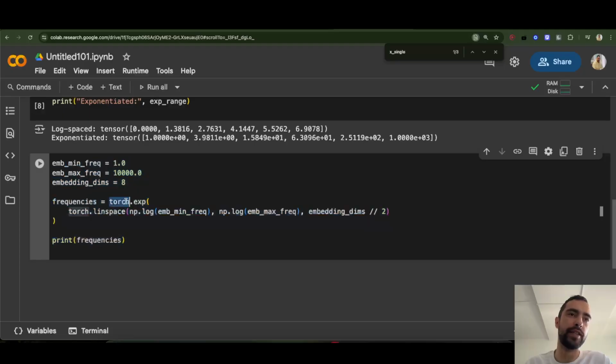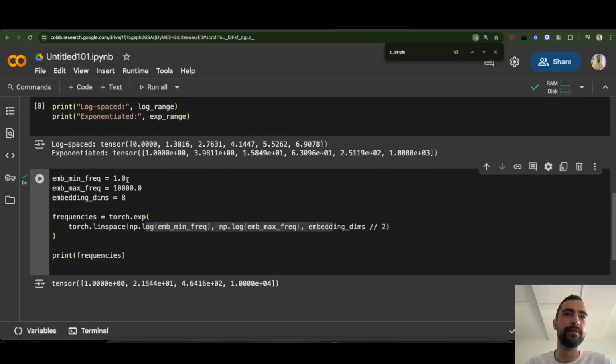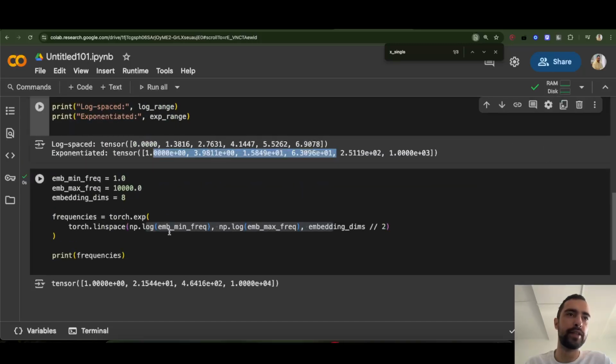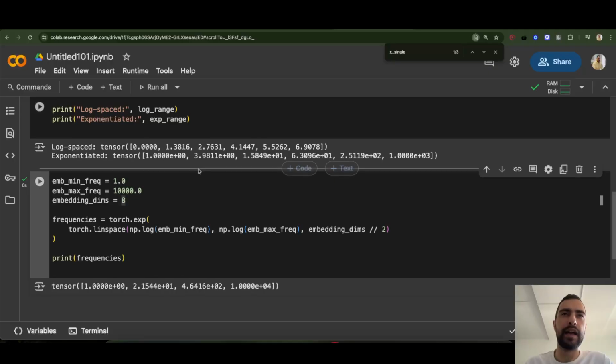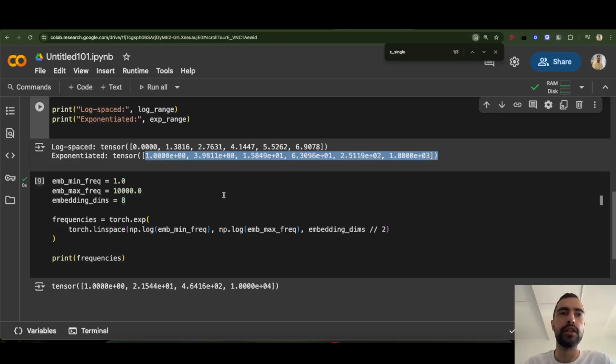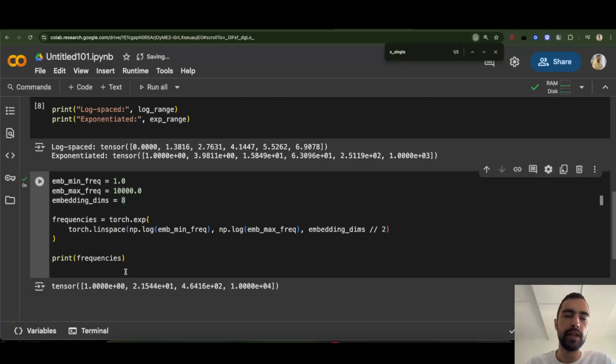Just look at this full line. So we just have frequencies, torch exp, torch linspace. We have the same thing that I just explained, and if I do this, we get the same numbers. Now we have only 4 numbers here. So now linspace is going to create 4 equally distanced exponents as opposed to 8. So these numbers in the middle will not be the same, but the beginning and ending are 1 and 1000. So our exponentially growing array is 1, 21, 464, and 1,000. Oh, this is 10,000. Sorry, this is 10,000.